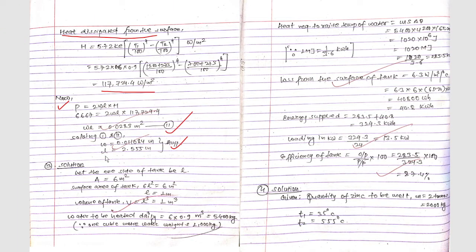So here in the question, suppose one side of the tank is L, and the area is given in the question as 6 meter square. So the surface area of the tank will be 6L square. Since the surface area is given as 6 meter square, 6L square equals 6, we will get L as 1 meter. And the volume of the tank, V, is equal to L cube. So the volume will be 1 meter cube.